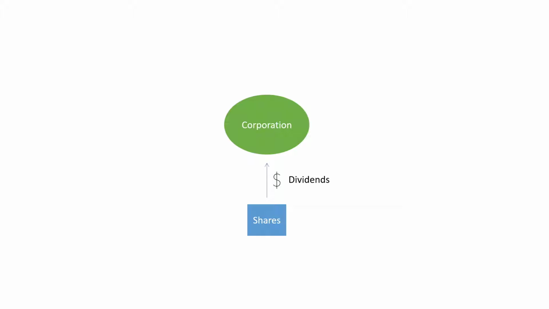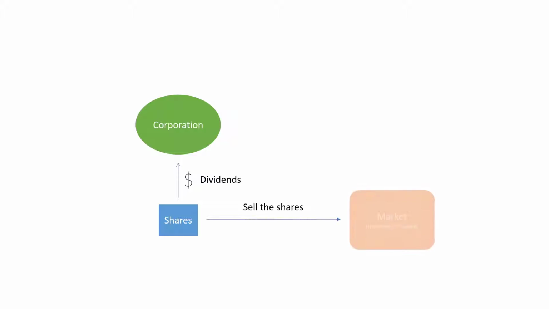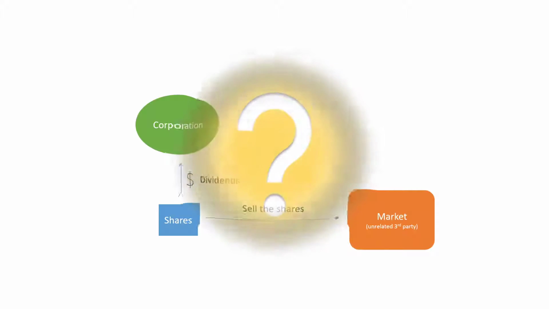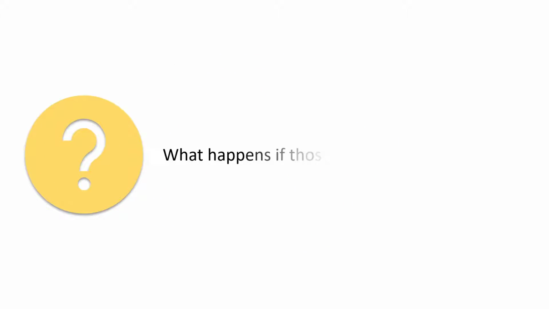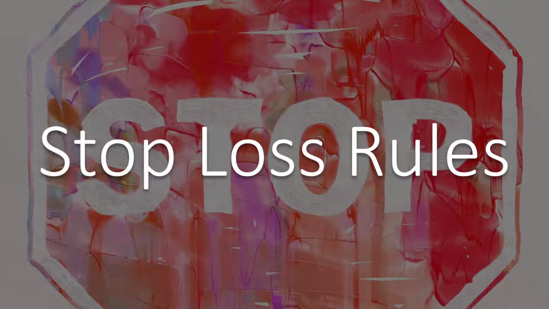Later on, this same corporation decides to take those shares and it wants to sell the shares to an unrelated third party. It wants to sell the shares in the market. This raises the central question of this video. What happens if those shares are sold at a loss? Well, that's when the stop-loss rules kick in.